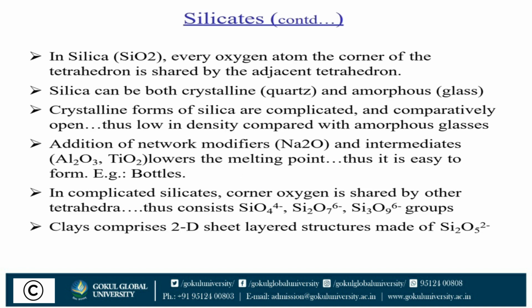Silicate also has oxygen atoms at the corners of the tetrahedron, which is called the silica tetrahedron. Silica can be both crystalline quartz and glass. Crystalline forms of silica are composed comparatively openly, thus the density is low compared with the amorphous glasses. The addition of network modifiers, Na2O, and intermediates lowers the melting point, as well as the carbon percentage being also more effective.